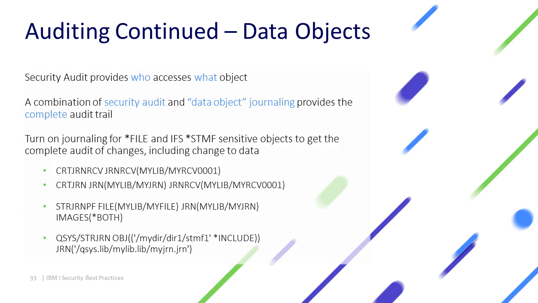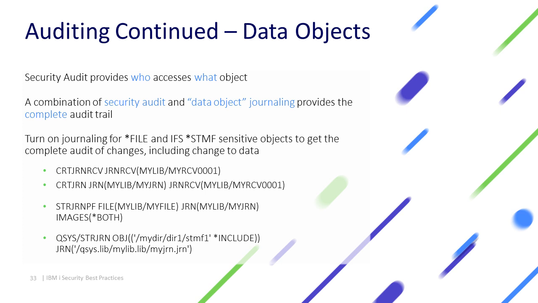So that's just a general statement about auditing. This slide talks about your data files. What we're talking about here is your DB2 or IFS files that contain your sensitive data, the data you really care about in your environment, in your company. The recommendation here is obviously to audit the object itself using change object audit, turn it on. But you also want to journal that file.